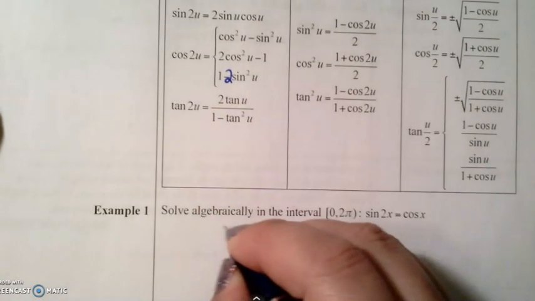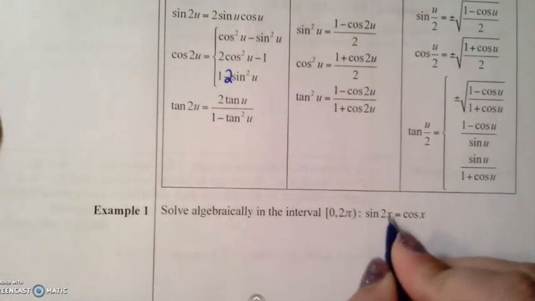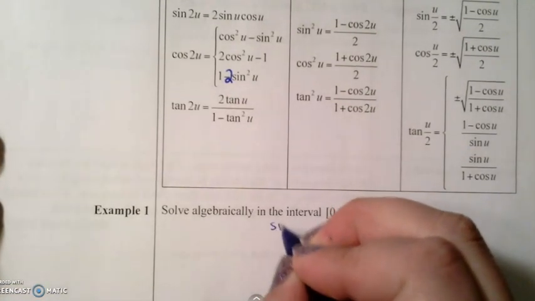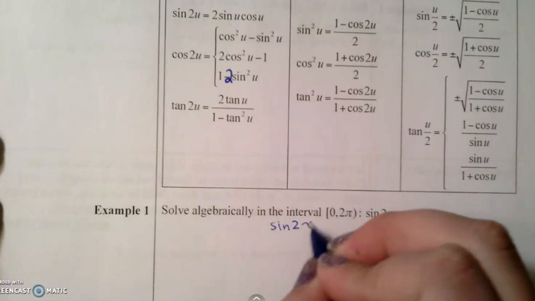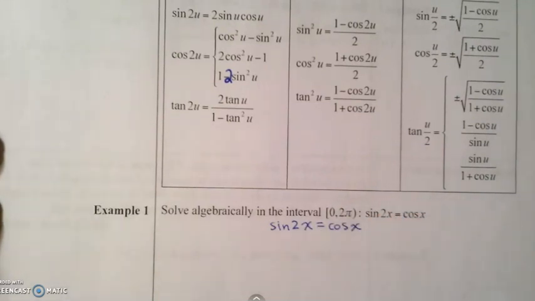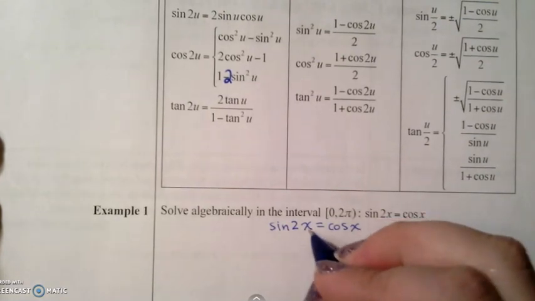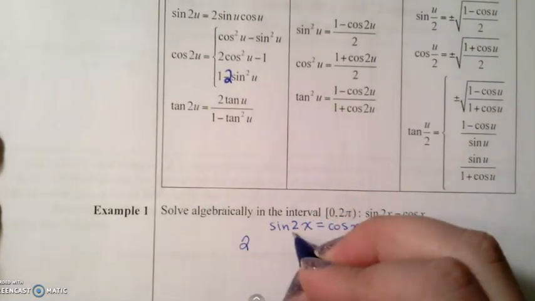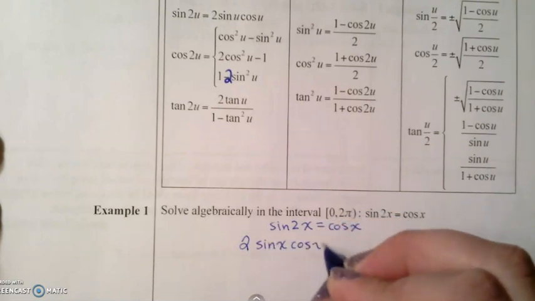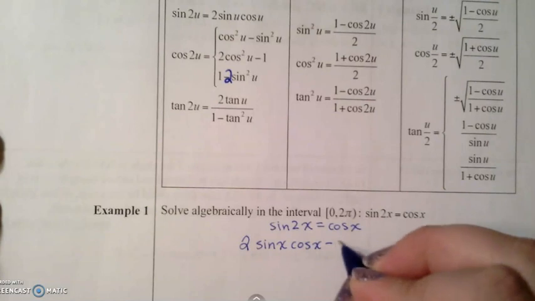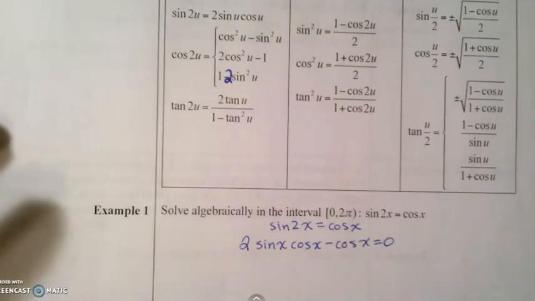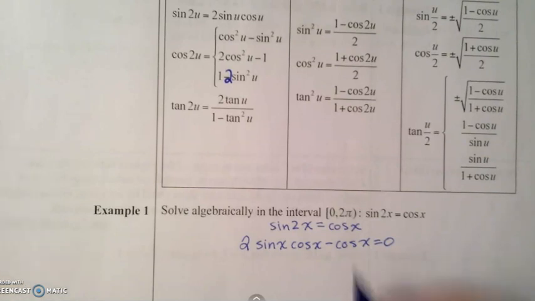Now this is not a proof, we need to solve for x. So this one we can manipulate both sides of the equation. So sine of 2x equals cosine of x, and I want to solve, so I'm going to rewrite sine of 2x as 2 times sine of x times cosine of x. And then I'm going to subtract cosine of x, so that 2 sine x cosine x minus cosine x equals 0, because I know I want to solve for x, so I want all of the x's on the same side of the equation.